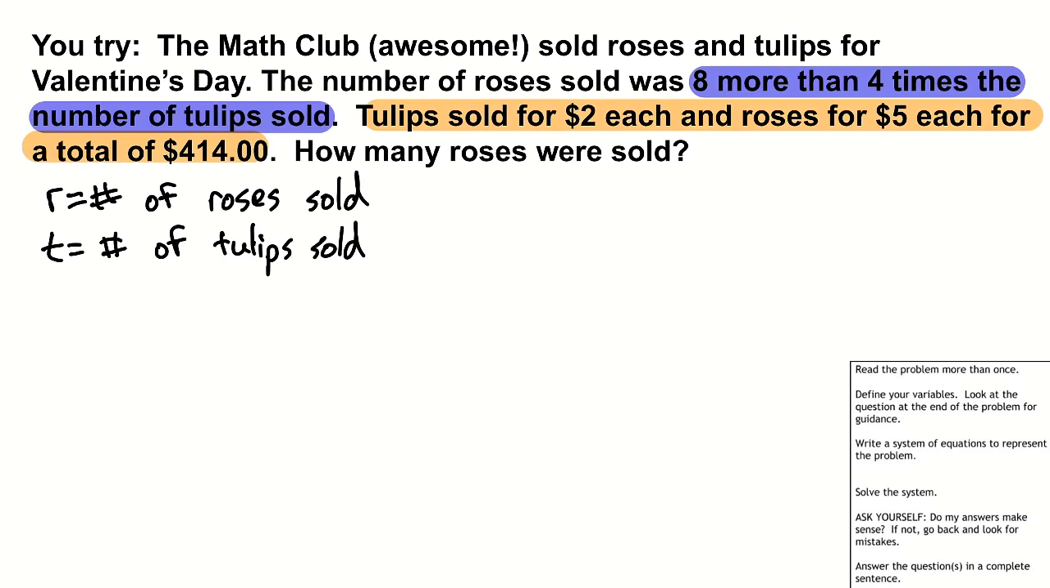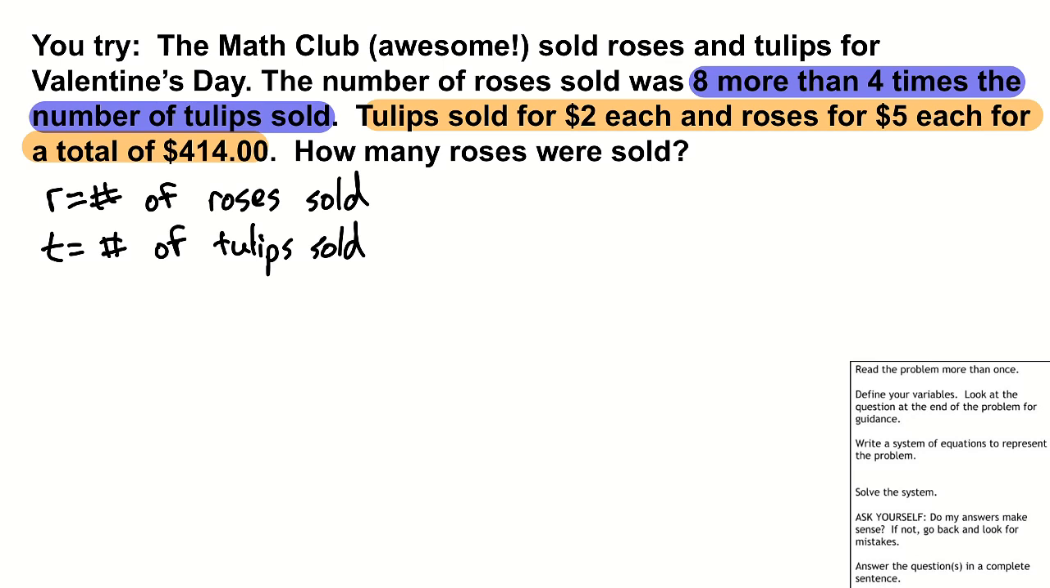Okay, here we go. So on this problem, the math club sold roses and tulips for Valentine's Day. The number of roses sold was 8 more than 4 times the number of tulips sold. Tulips sold for $2 each and roses for $5 each, for a total of $414. How many roses were sold?